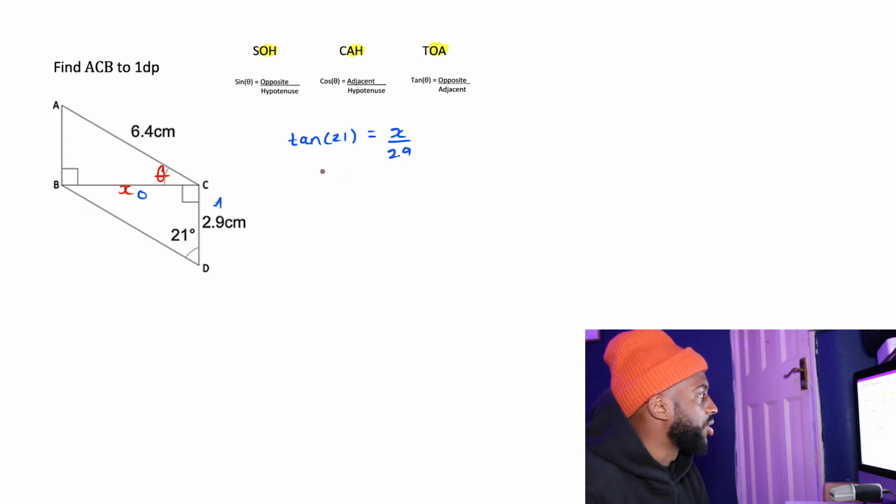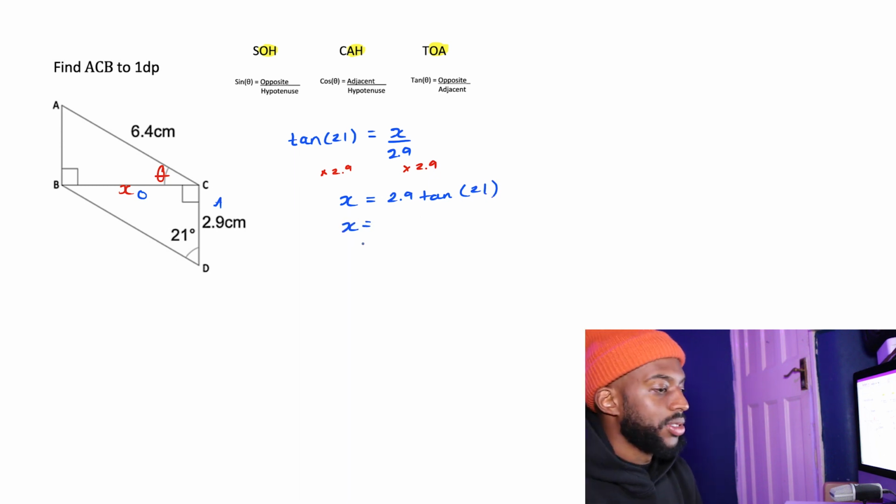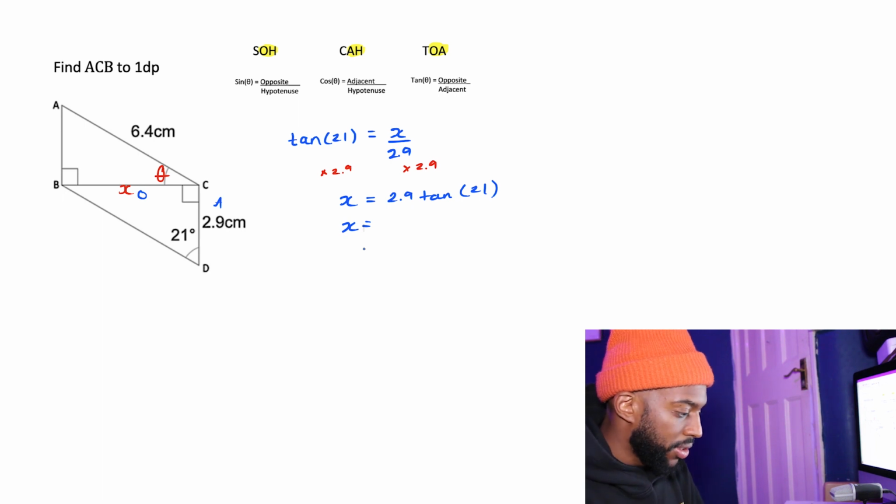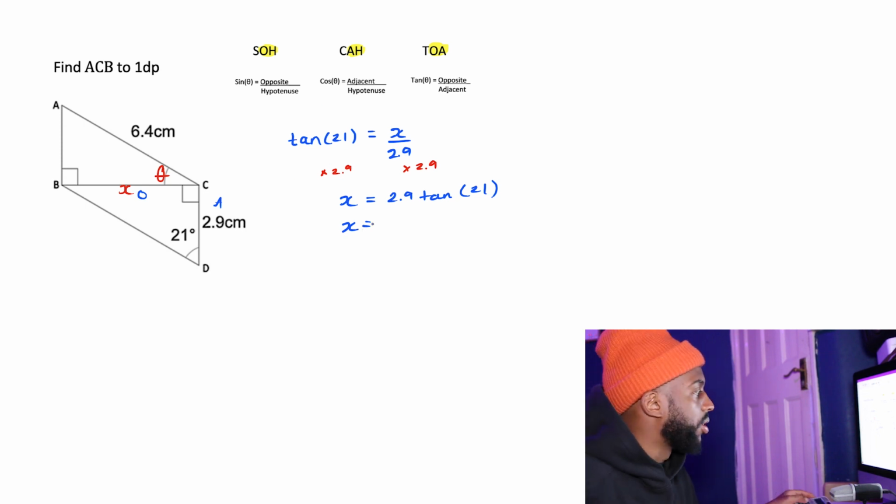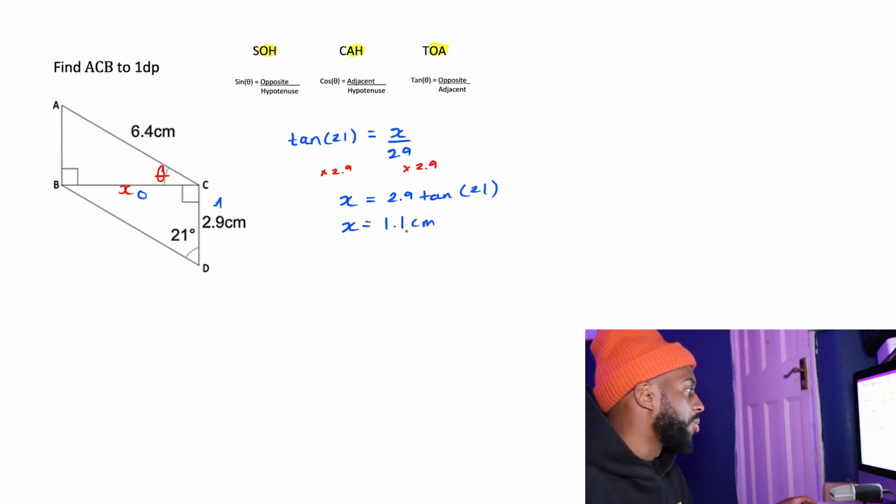Next, we're going to rearrange this equation by timesing by 2.9 on both sides. So that's going to give us, I'm just going to flip it around, 2.9 times tan 21. So X is going to equal, let me put this in the calculator, 2.9 tan 21. So that's going to be 1.1 centimeters. So we're going to use that information there. Let me write it in fact, 1.1, to now find theta.